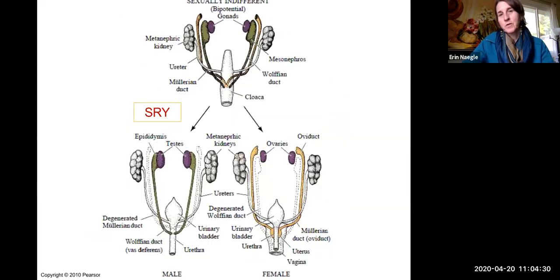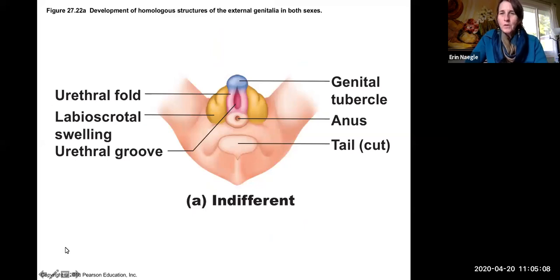Okay, so here's our summary slide, right? Everybody starts this way. With the presence of SRY, we get the development of testes and the Wolffian duct, or the paramesonephric duct develop. Nope. The paramesonephric duct degrades. The mesonephric duct stays, versus with females, these outer ducts, the paramesonephric ducts, develop, and the inner ducts degrade. Interesting. There's also differentiation of the external genitalia.